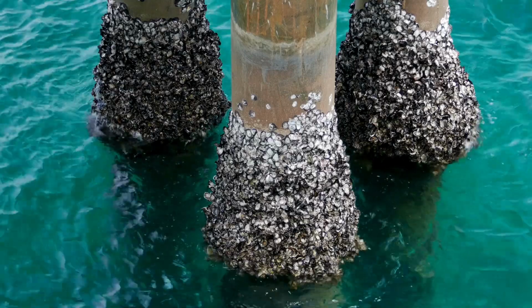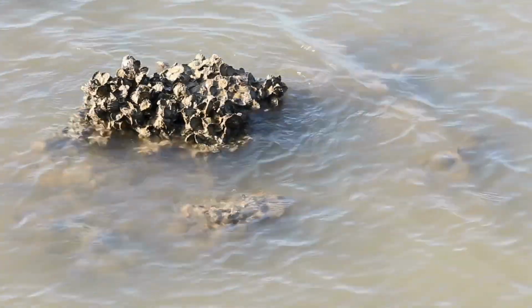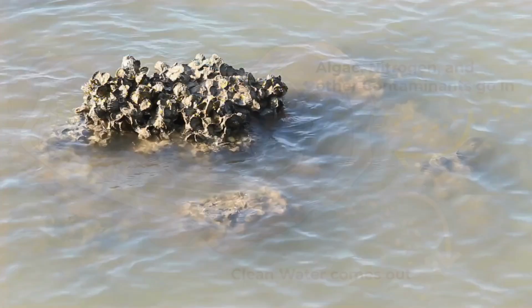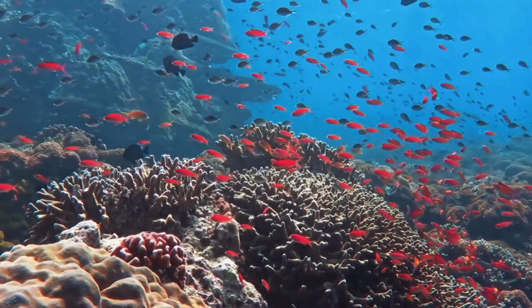Oysters also create reef structures in coastal areas. Oyster reefs provide habitat for hundreds of species, improve water quality through their filter feeding, and help protect coastlines from erosion and storm damage.